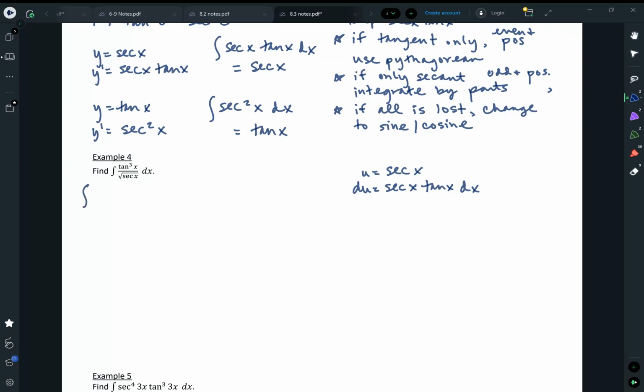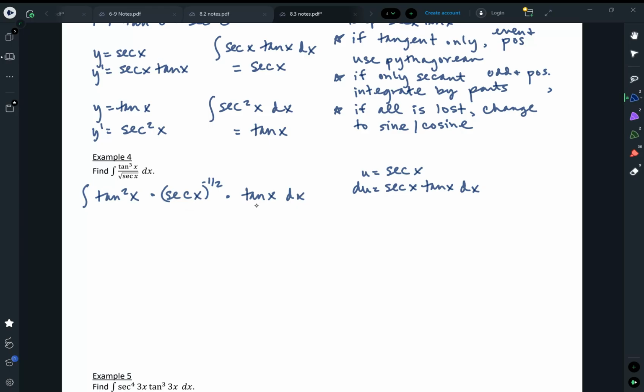I think the first thing that we want to do is this tangent cubed x. I need to have just one factor of tangent x for my du. So I'm going to write tangent squared x. And then that secant is in the denominator, so that's going to become secant x to the negative 1/2 power. And then I still have a tangent x here. So all I did was move up that denominator and then break apart my tangent x.